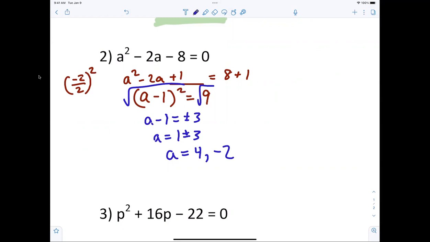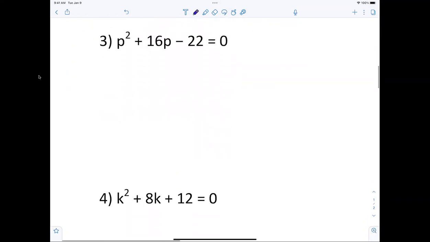Anybody have any questions with that? Anybody? That's the procedure. That is the algorithm to solve that problem. All right, now the next problem. It's not going to work. You couldn't factor it to get the answer.